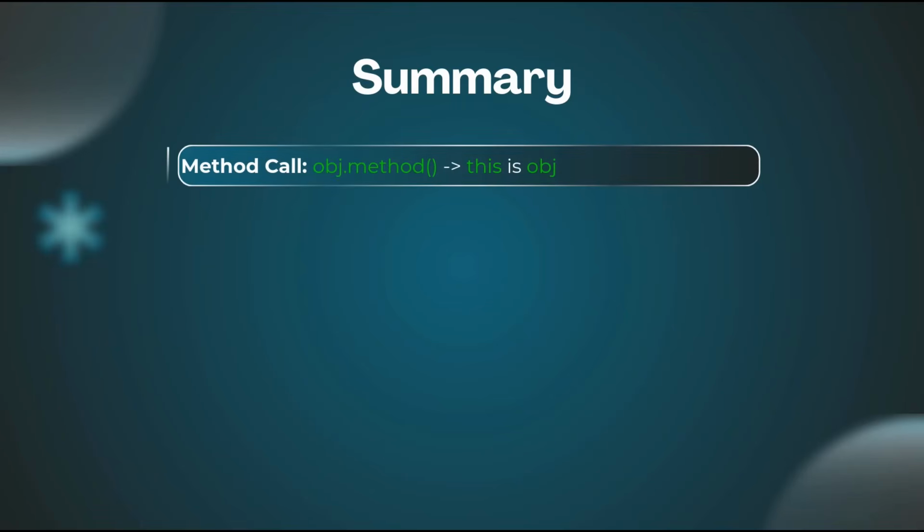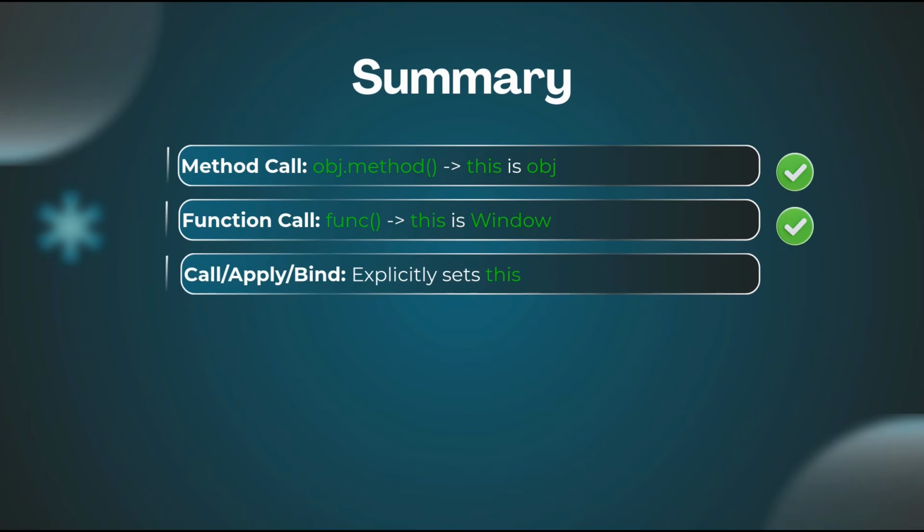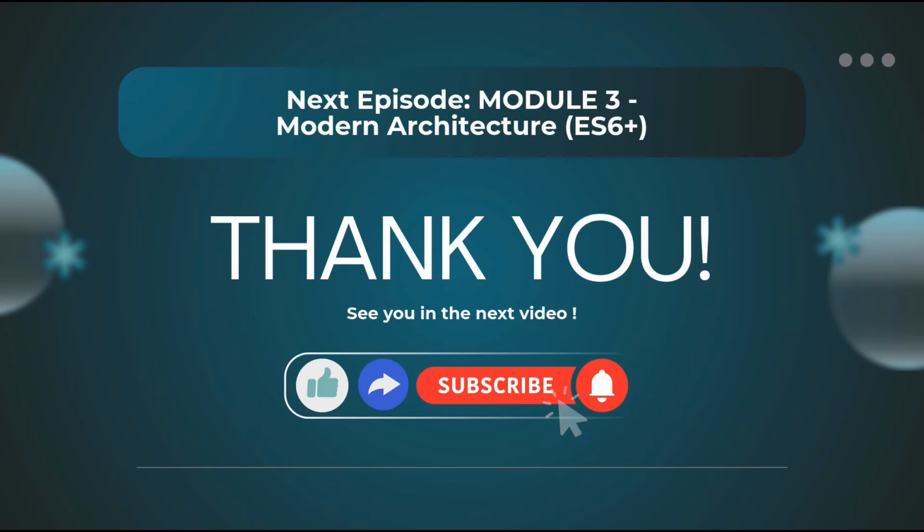So to recap, when calling a method, this is the object. When calling a standalone function, this is the global context or the window. You can use call, apply, or bind to explicitly set this. And finally, arrow functions don't rebind this, they inherit it from their surrounding lexical scope. Mastering just this concept actually eliminates around 80% of weird bugs that you encounter in JavaScript.